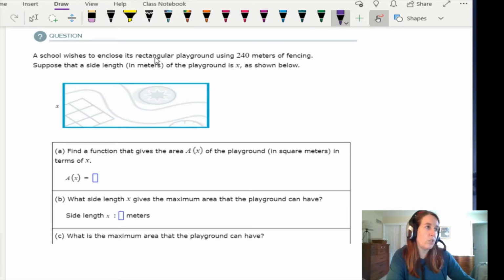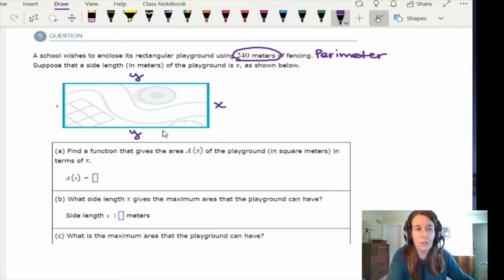It says a school wishes to enclose its rectangular playground using 240 meters of fencing. Once again, when you're doing the fencing, that is called the perimeter. It's that distance around the thing. Suppose that a side length in meters is x as shown. So they're calling that x, so we know that this is x. We don't know the other sides of the rectangle, so we're going to call those y. Now we can write an equation for the perimeter: 2x plus 2y, that's adding up all the sides, is equal to 240.